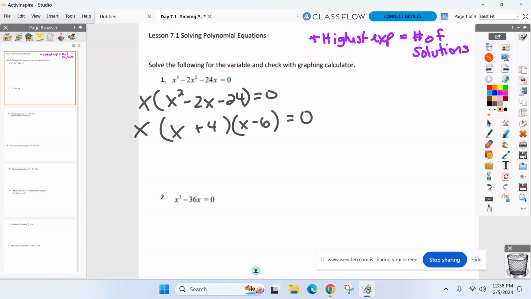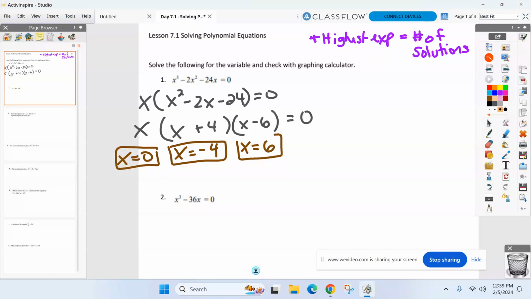This is why it's always a good reminder to look at that highest exponent, because you know I'm supposed to have 3, and some of you may only get 2 out of this and not know where the third one comes from. So we got x equal to 6, x equal to negative 4, and you know there's got to be 3. So you've got to take your GCF and set it equal to 0. Even the GCF gets set equal to 0, and here's your third one. So 0, negative 4, and 6.